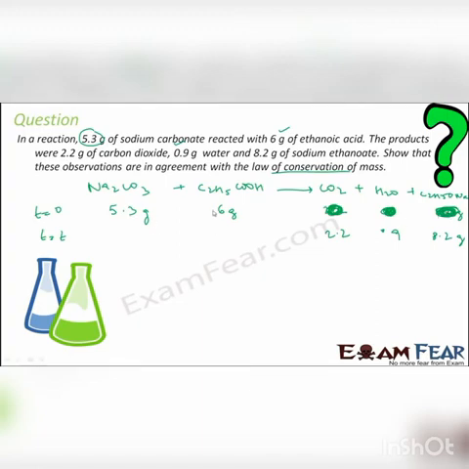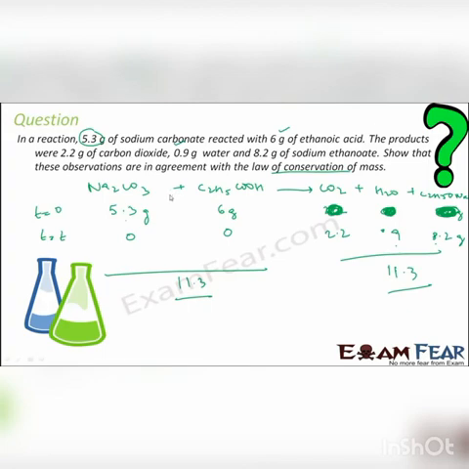Correct? So at T equal to 0, the reactants were there, the product was 0. At T equal to T, the reaction happened. All these reactants are consumed totally, and we have got this product. So if you see the reactant side quantity or weight, the reactant was 5.3 plus 6, that is 11.3, and the product, you add 8.2 plus 0.9 is 9.1 plus 2.2, 11.3. So if you see, the reactant and the product matches.